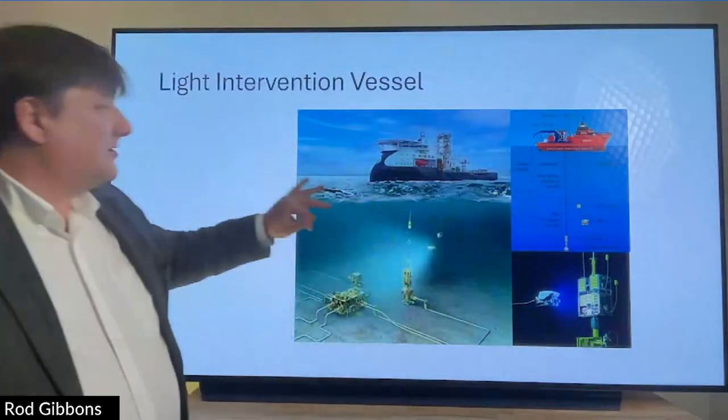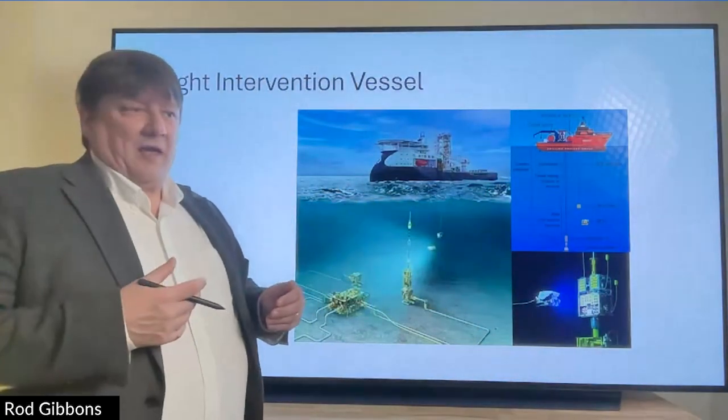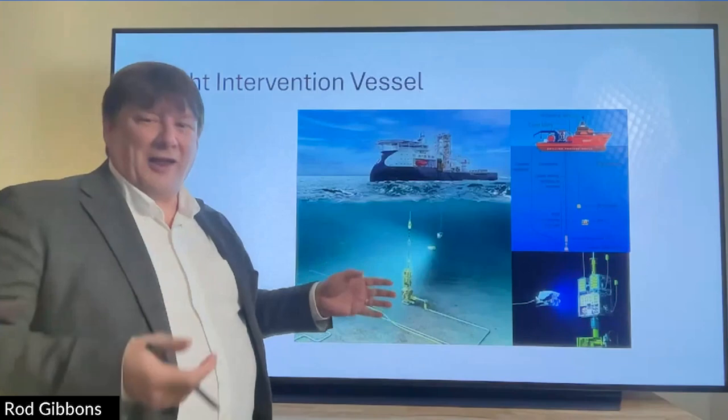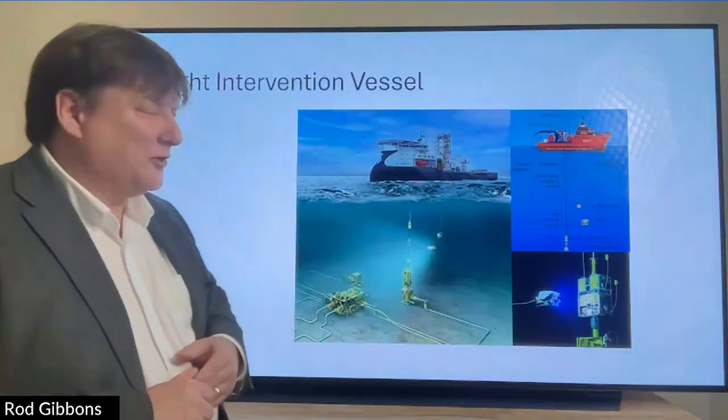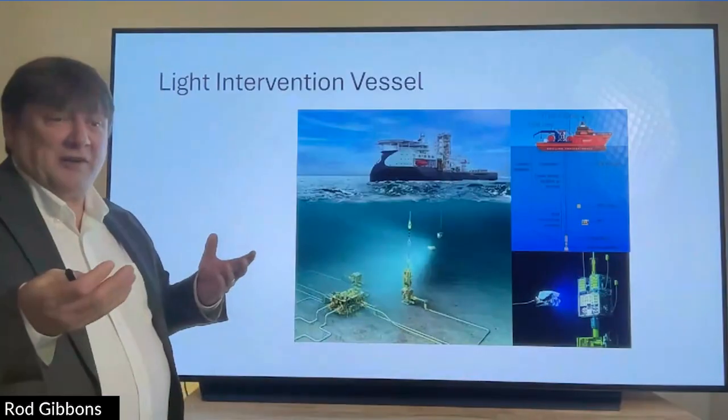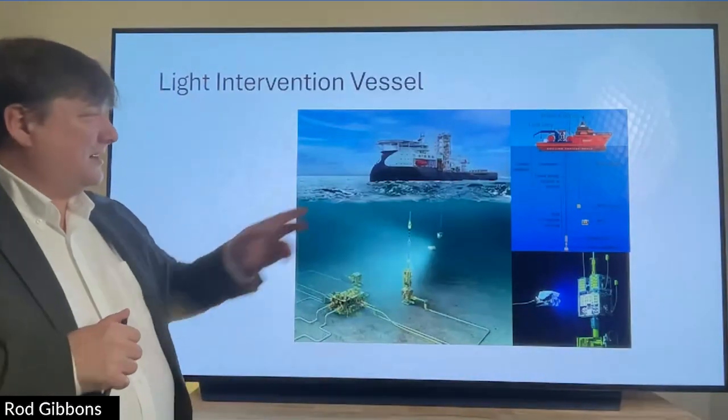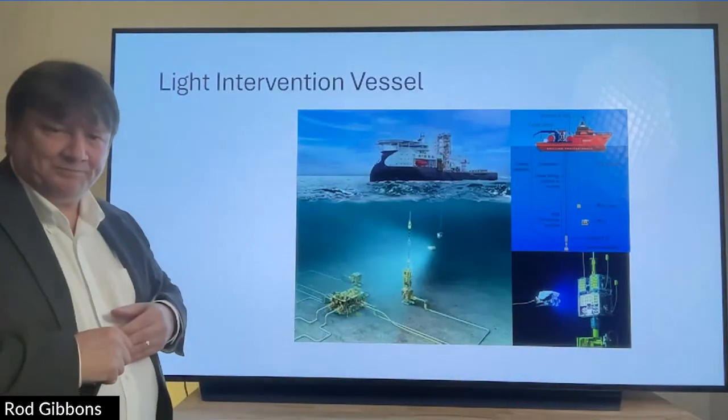So that's like a service rig or a wireline unit onshore. Offshore, you can do it on a platform. You can use a very similar unit. Subsea, well, it's a light intervention vessel.